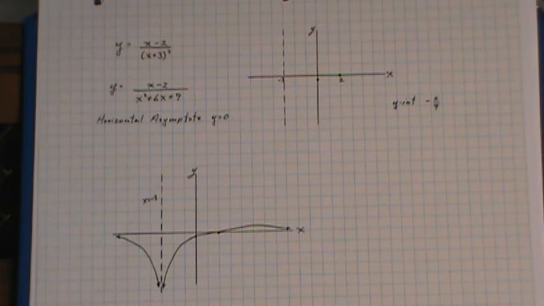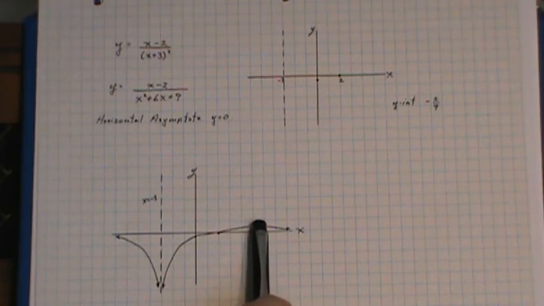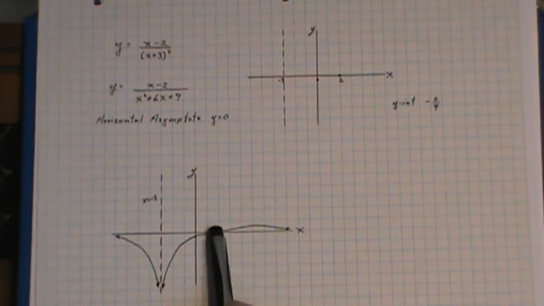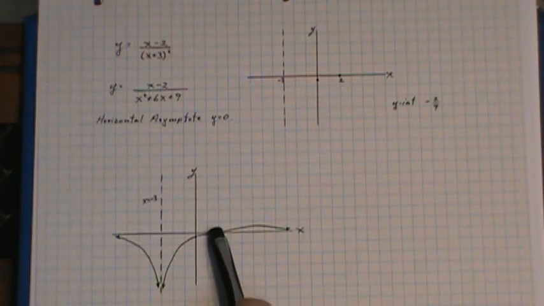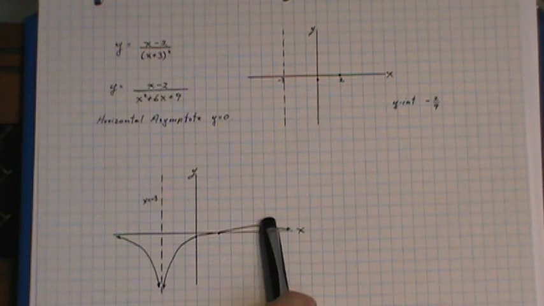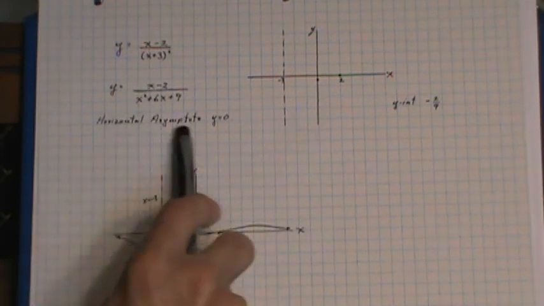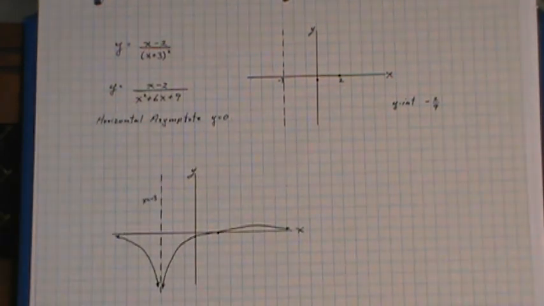You need calculus to figure out where this peak is. It's actually around 7. It just goes slightly above the x-axis. But because you've crossed the x-axis here, somehow you have to bend back, because we know that the horizontal asymptote is y equals 0, or the x-axis.